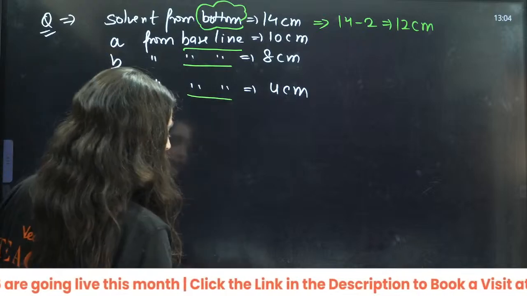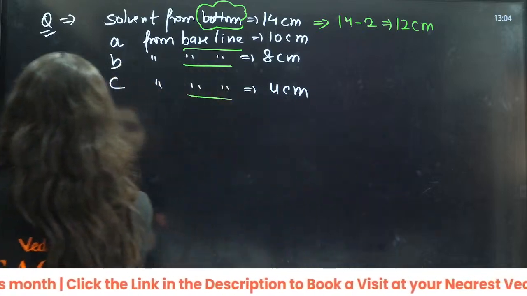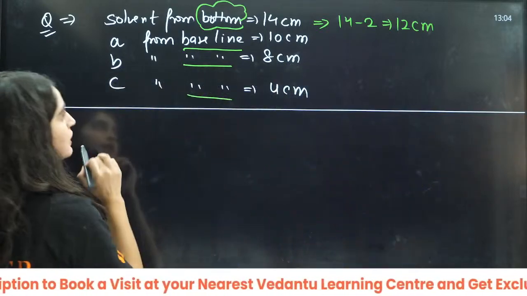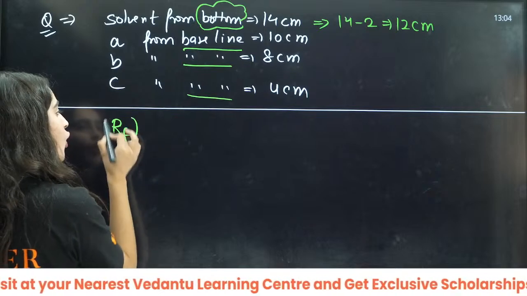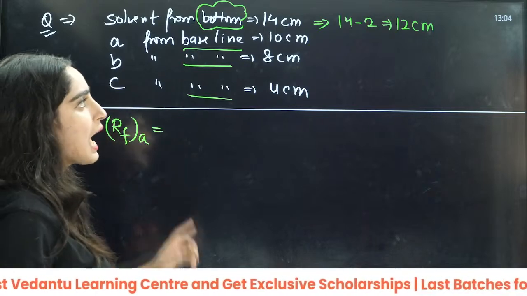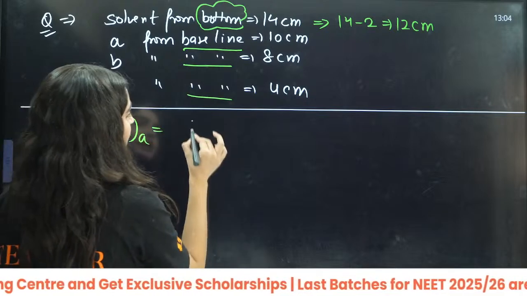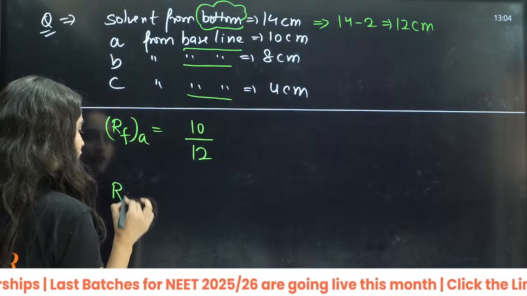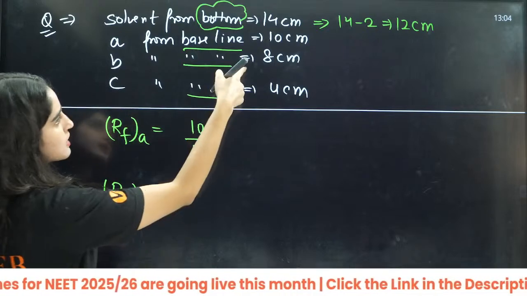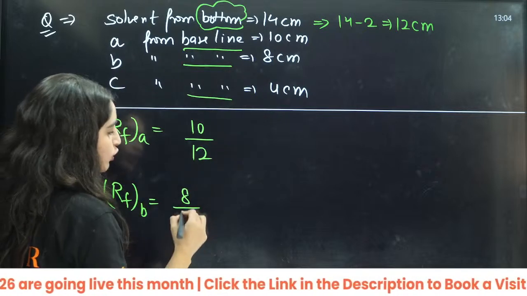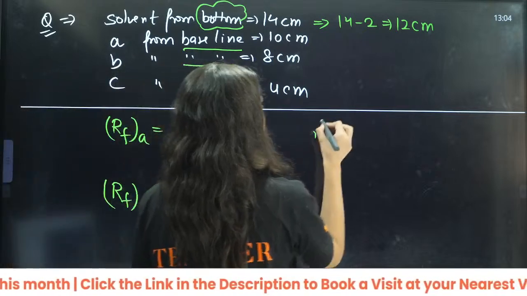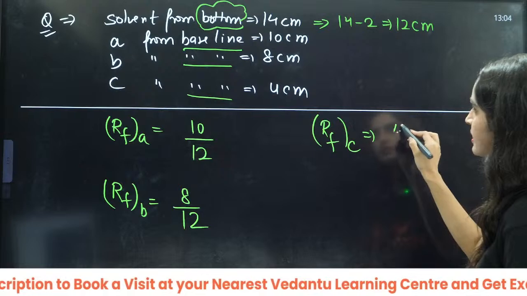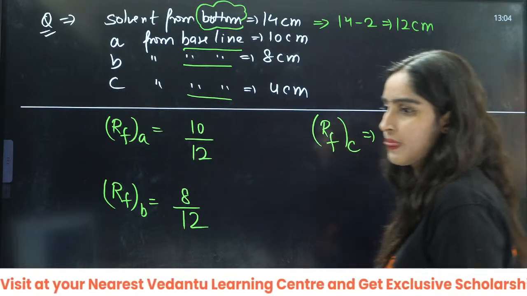Now we will calculate the retardation factor of the different components. For component A, the distance of this component is 10 and for solvent it is 12. Retardation factor of B: the distance of B is 8 and that of solvent is 12. Retardation factor of C: the distance is 4 divided by 12.